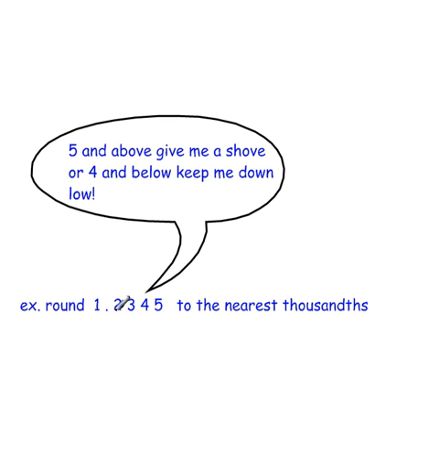Round 1.2345 to the nearest thousandths. All right, so the thousandths would be the 3rd place. Tenths, hundredths, thousandths. So this is what we're looking at. But we've got to look to the number to the right of it. And we ask ourselves, 5 and above, give me a shove. Or 4 and below, keep me down low. Is it 5 or above?